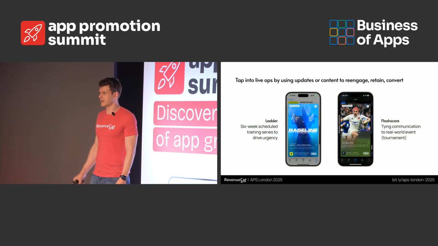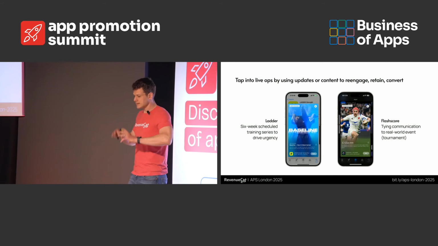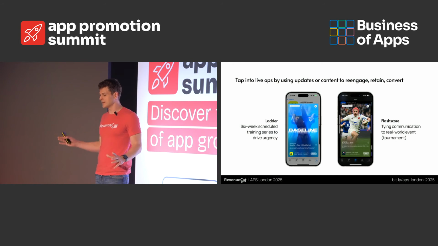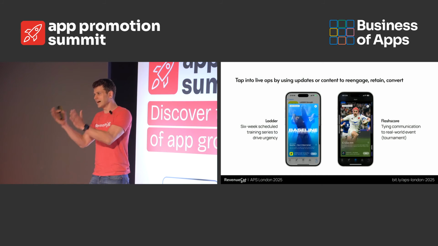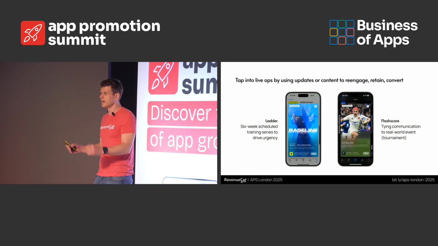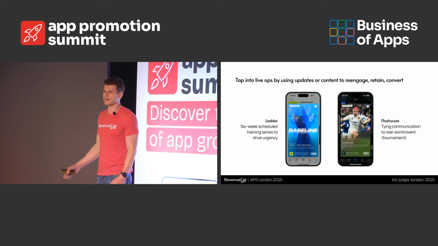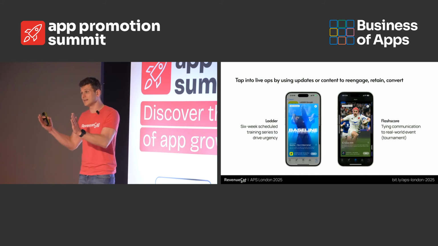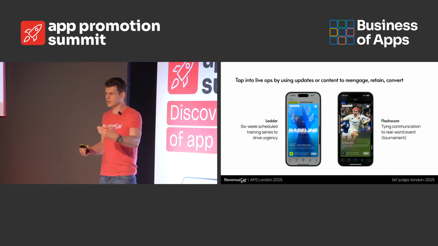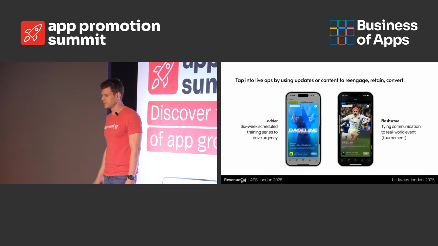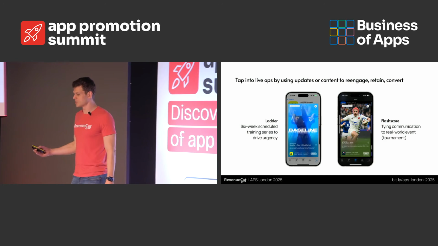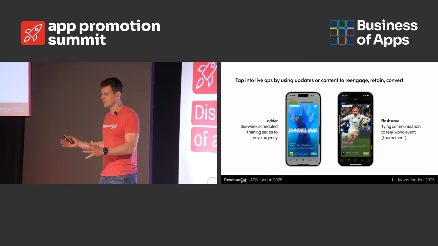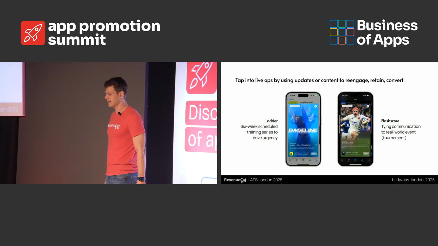On the left-hand side, we have another example from Ladder, who have these 6-week scheduled training series that they use to both drive urgency, this is something like sign up now, this is only here for a limited time, but also to re-engage their customers, right? Somebody might have churned or be on the verge of churning, so if you send them, hey, here's another thing that starts, here's fresh new content, it brings them right back in. Or on the right-hand side here, we have FlashScore, tying their communication to a real-world event, in this case, a rugby tournament.